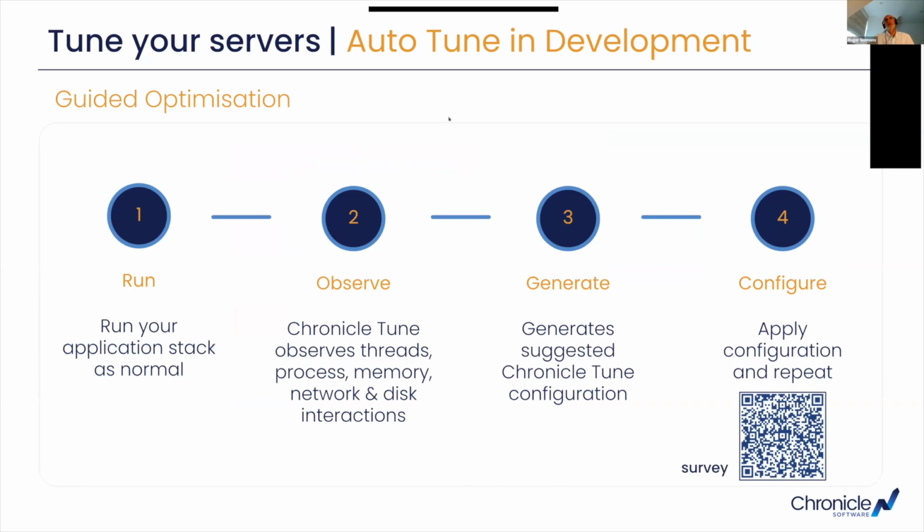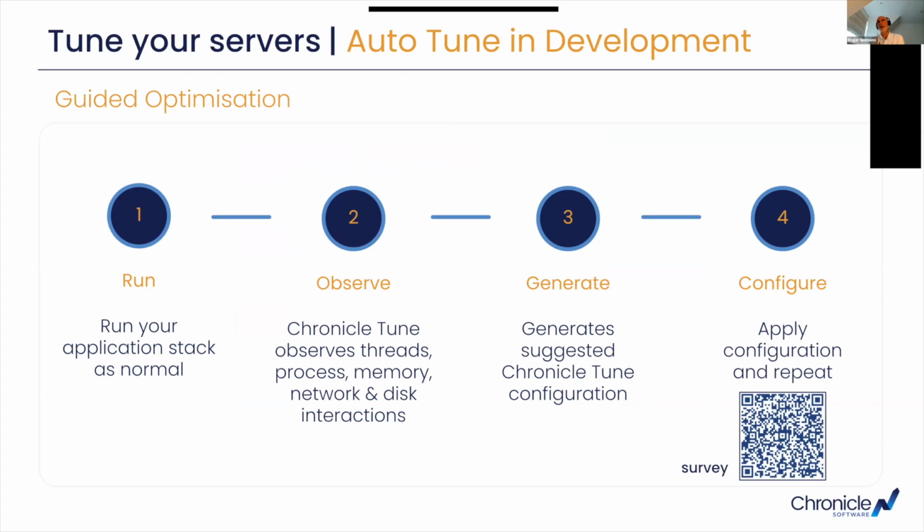One of the things we are looking to do with Chronicle Tune going forwards is have a guided optimization mode. So at the moment, Chronicle Tune is a tool which helps you tune your machine. So you have a rough idea of where your application wants to run, the resources it's going to need access to, and then you can use Tune to easily configure that.